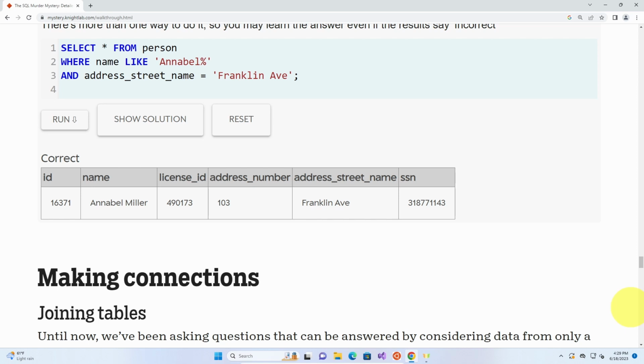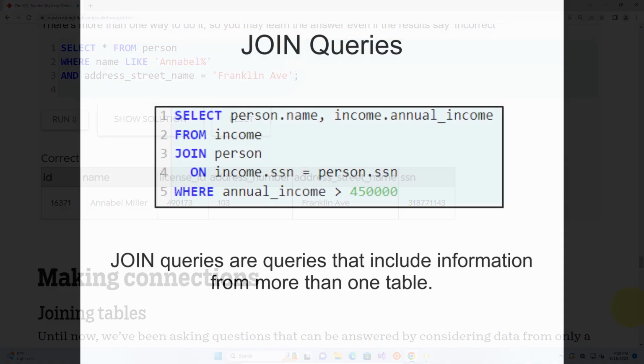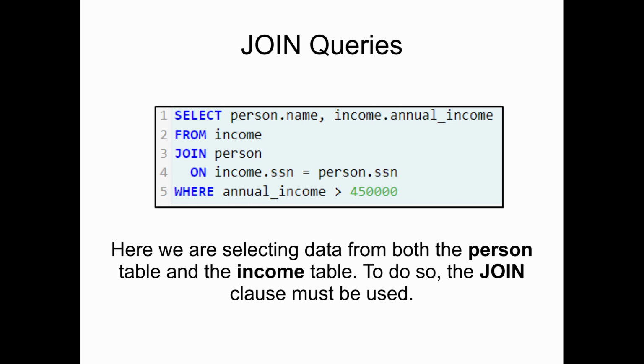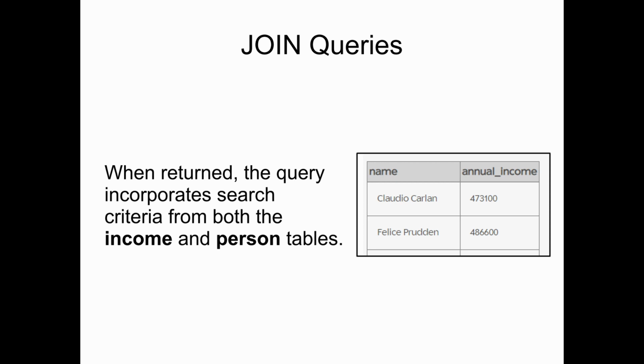Now that we have the names of the two witnesses, we can get more information by looking up their interview transcripts. But in order to do that, we'll need to learn how to join multiple tables into a single query. Join queries are queries that include information from more than one table. Here, we are selecting data from both the person table and the income table. To do so, the join clause must be used. When returned, the query incorporates search criteria from both the income and person tables.